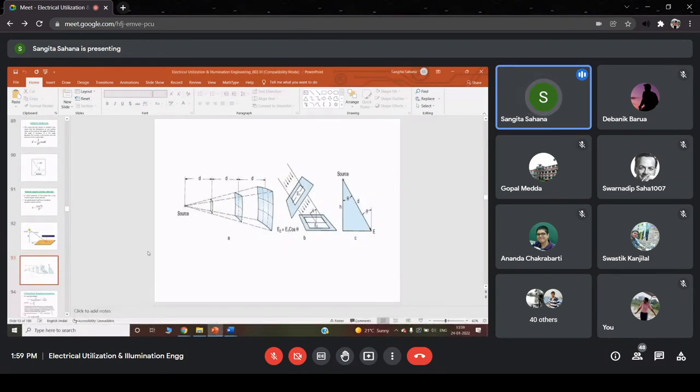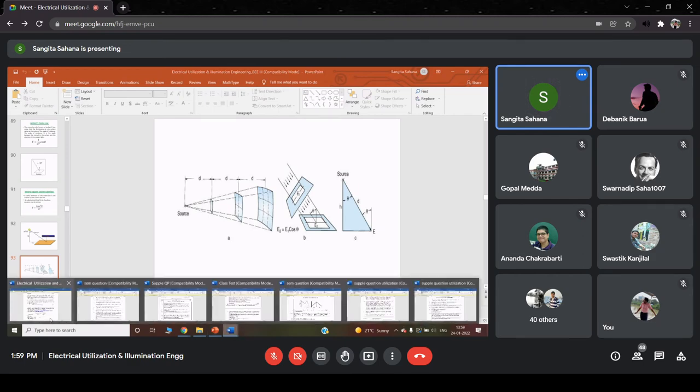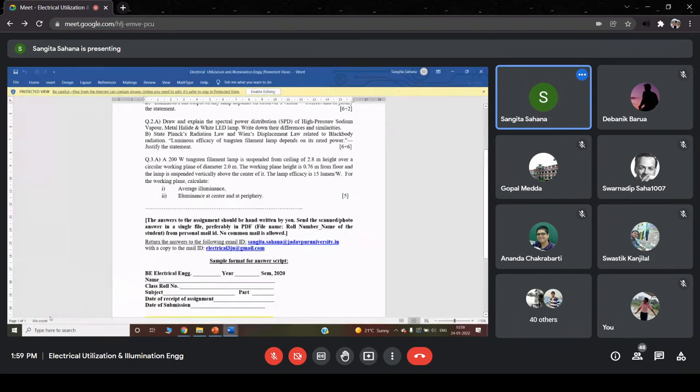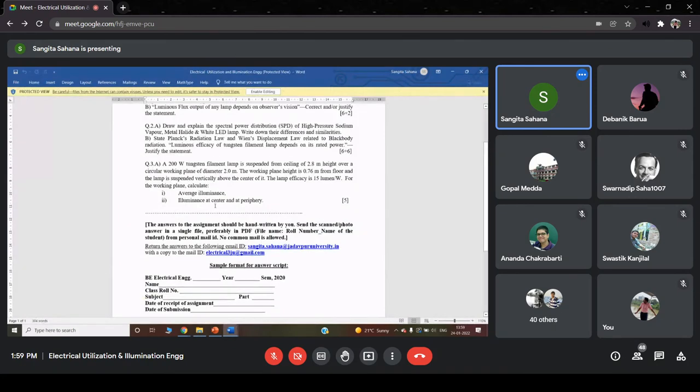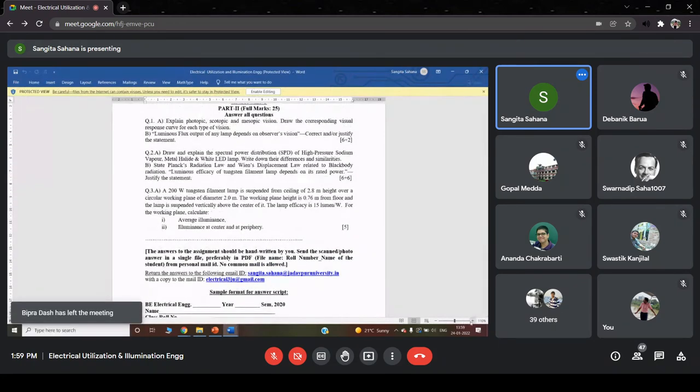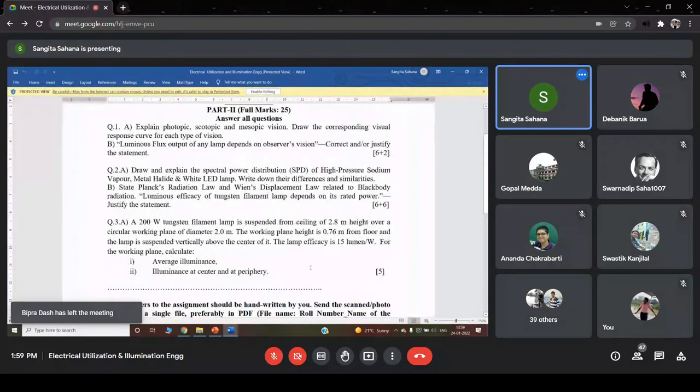In J B Gupta's power book, I think, in the utilization part, a lot of examples are given. If you see one example here: a 200 watt tungsten filament lamp is suspended from a ceiling of 2.8 meter height over a circular working plane. There is a circular table, and the filament lamp is suspended at the center.